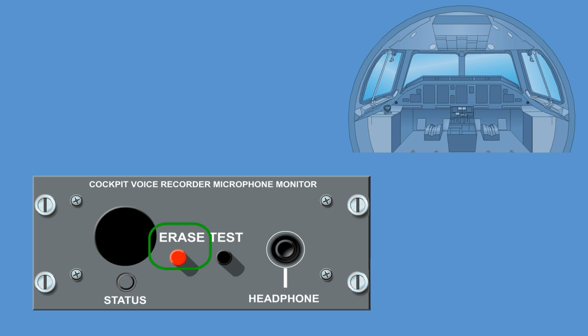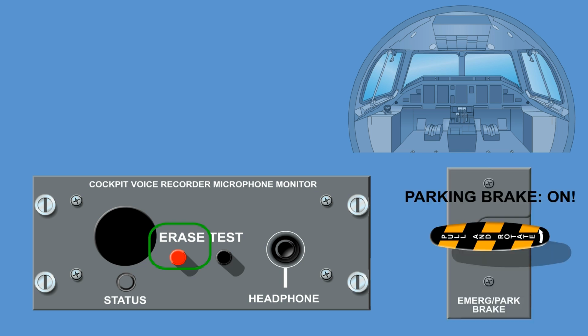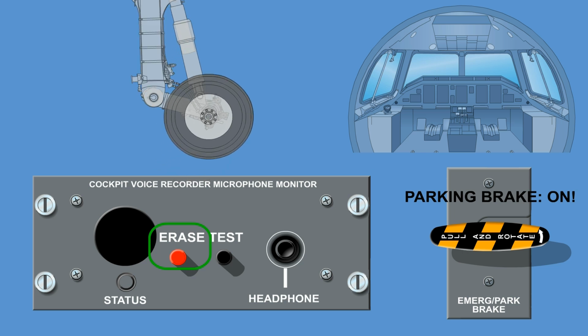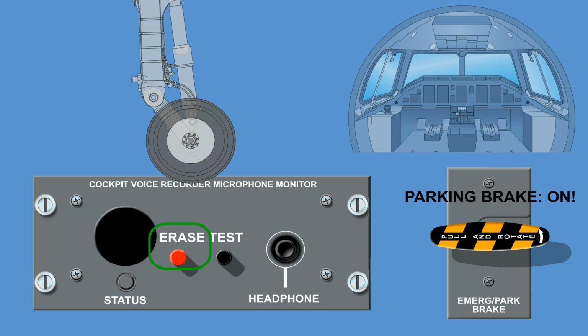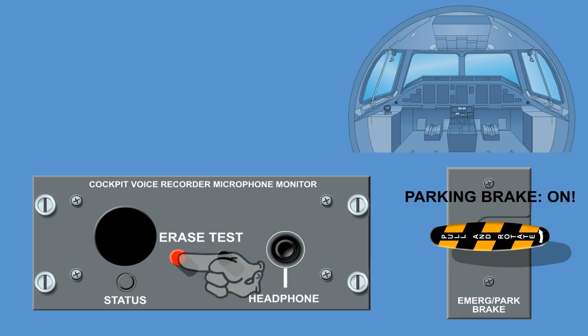To start the erase sequence, the parking brake must be on, the landing gear logic must sense a weight on wheels condition, and the erase switch has to be pushed. When all the previously recorded data are successfully erased from the survivable memory, a 3-second 400 Hz tone is generated to the headphone output.